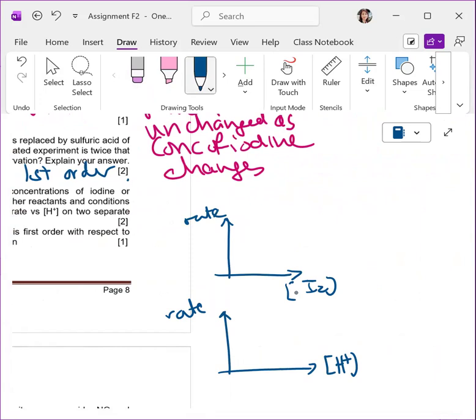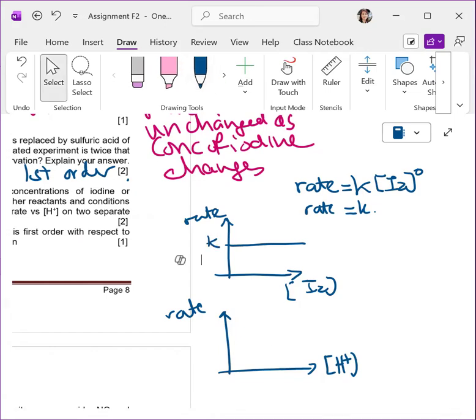Okay, so let's write out our rate equation if you still remember. Our deduction just now was that the order of reaction was zero order with respect to iodine. So we will be writing rate equals k[I2]^0, right? Anything to the power of 0 is 1, so you will be writing rate equals k.